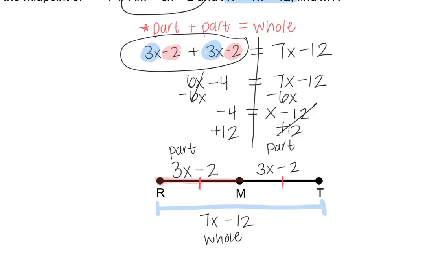Okay, so this is positive 8. So I don't have a lot of space in the bottom, so I'm just going to put x equals 8. This is my answer.